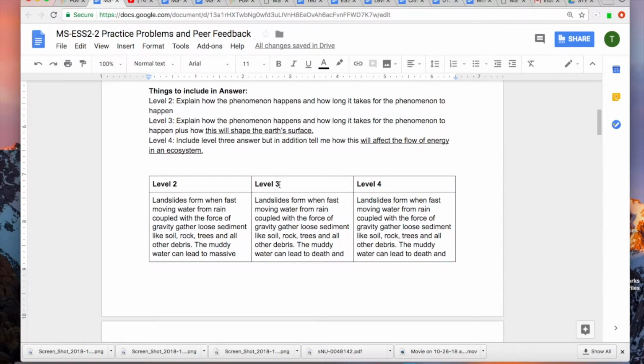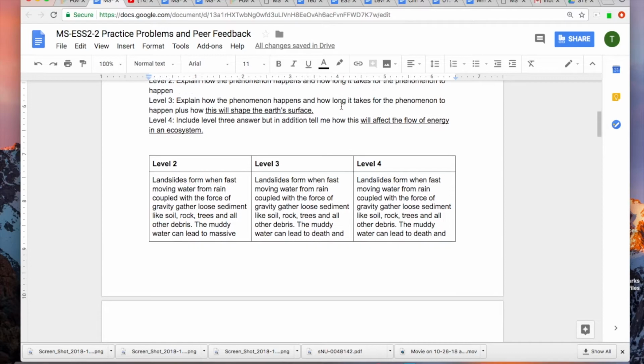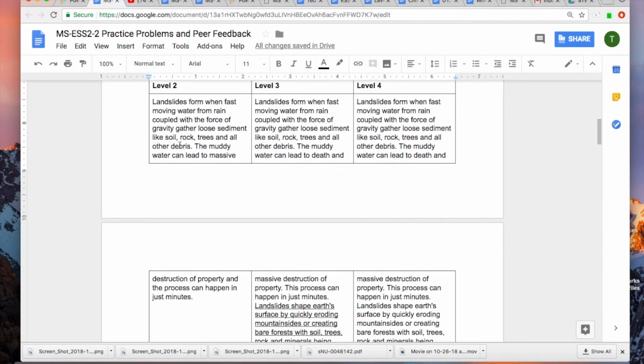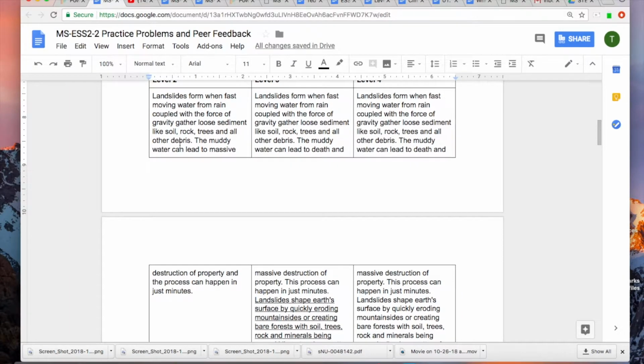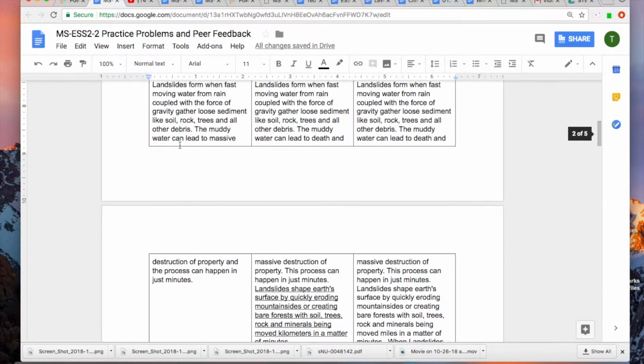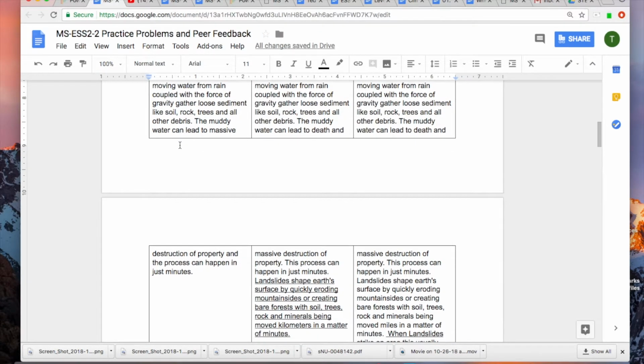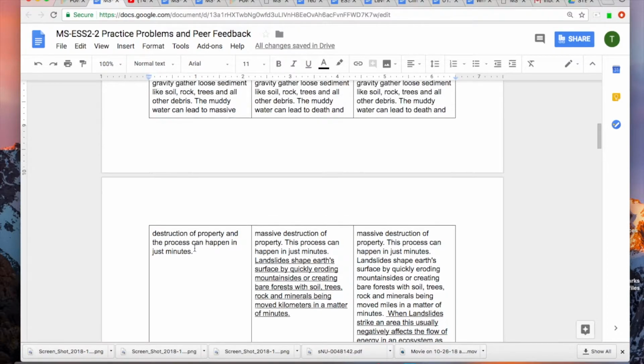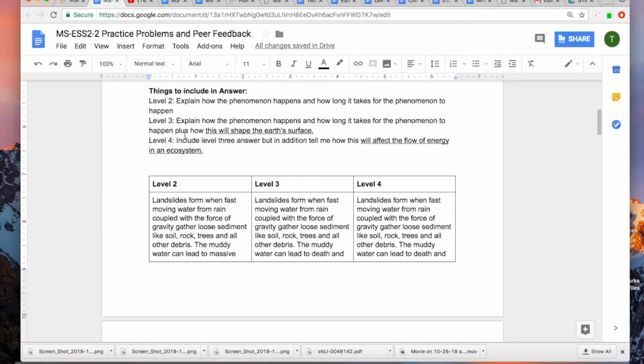So in a level 2 answer, you're only mentioning how the phenomenon happens and how long it takes to happen. So let's read. Landslides form when fast-moving water from rain, coupled with the force of gravity, gather loose sediments like rock, soil, trees, and all other debris. The muddy waters can lead to massive destruction of property, and the process can happen in just minutes. So that would be an example of a level 2 answer.